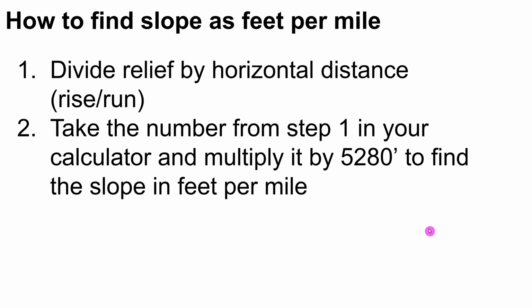How to find slope as feet per mile. We've already gone over how to find relief and horizontal distance. So once you know the relief and the horizontal distance, you just divide the relief by the horizontal distance and multiply it by the number of feet in a mile, 5,280, and that'll give you the slope expressed in feet per mile.